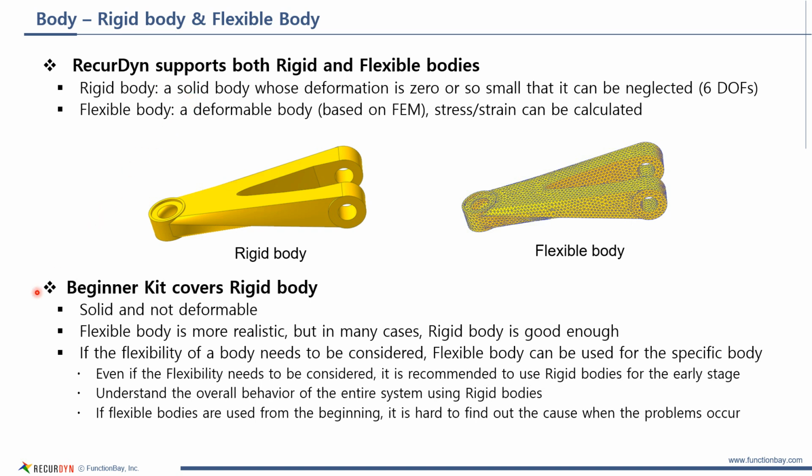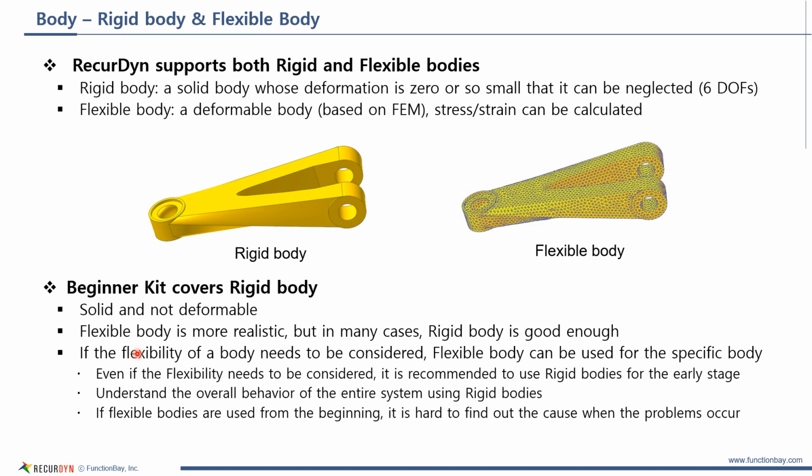This beginner kit covers only rigid body which is solid and not deformable. Even if the flexible body is more realistic, in many cases, deformation is so small that it can be neglected. So, it is efficient to use rigid bodies for simulation instead of flexible body. If you need to consider the flexibility of a body, you can convert any specific rigid body to a flexible body. It is a tremendous advantage of RecurDyn.